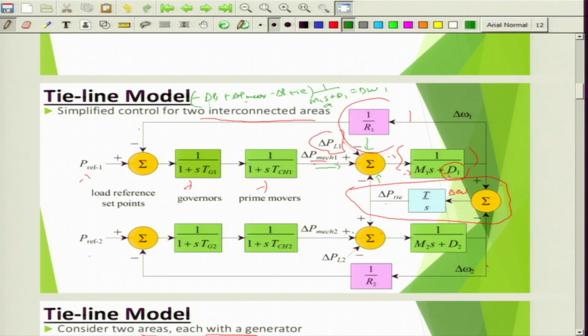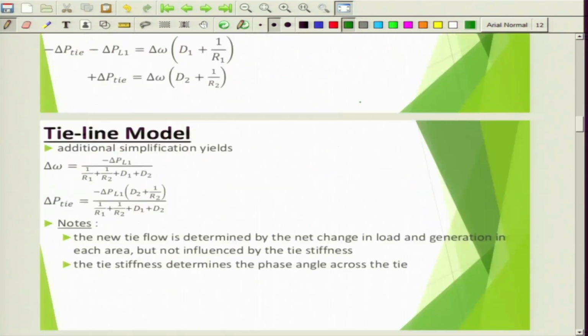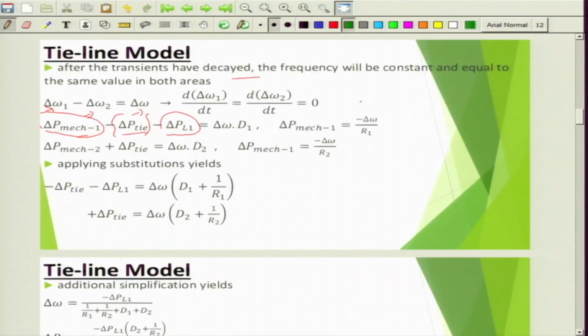Similarly here, in the second network, this is delta P mechanical 2 plus delta PTI minus delta PL2, but this term will be 0 because there is no load change that we are assuming at network 2. So this change in load is 0. So it is only delta P mechanical 2 plus delta PTI is equal to D2 into delta omega 2 in steady state. So that's what we are getting here.